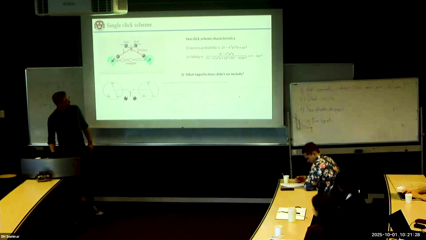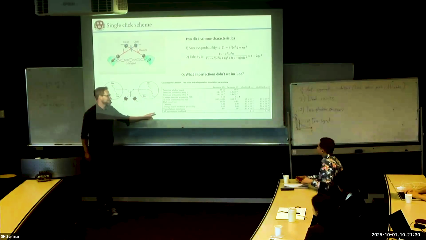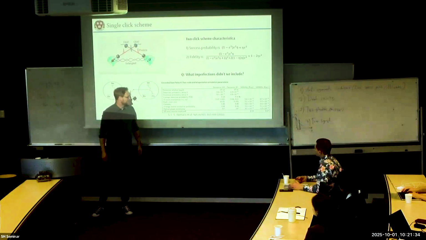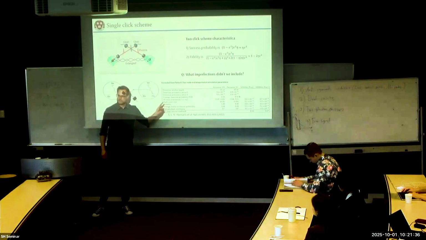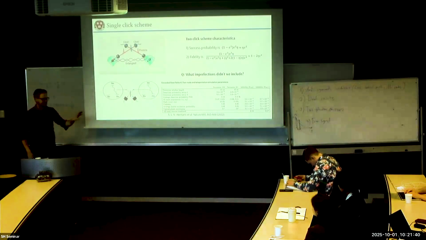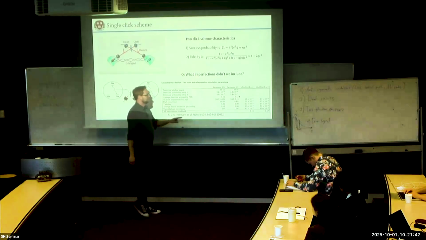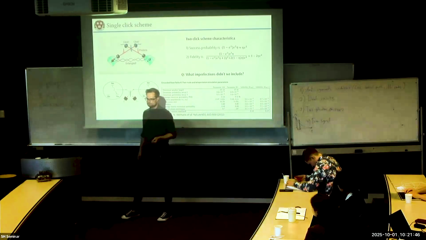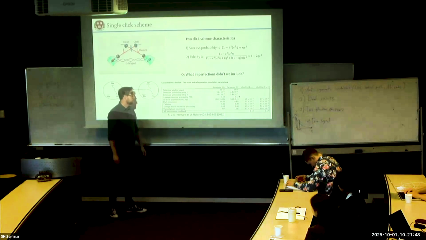Now I wanted to put this in here. This is actually from this paper, and this is from an NV experiment. It's a 3-node experiment, but here they're just looking at entanglement between node A and B or between B and C, and they're doing the single click scheme. This is from the Hansen group.